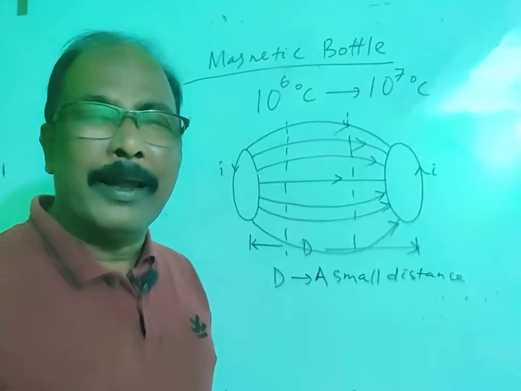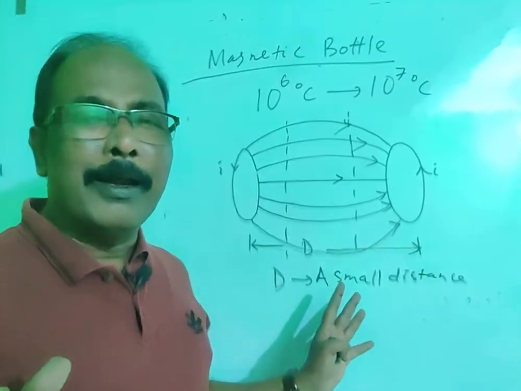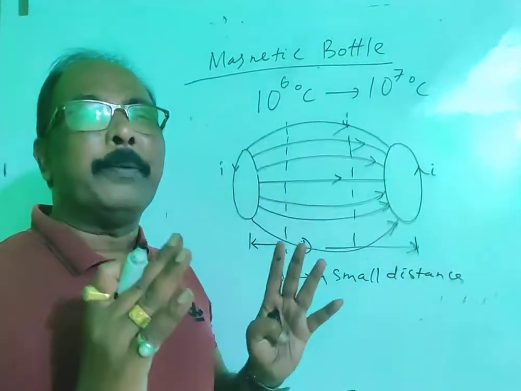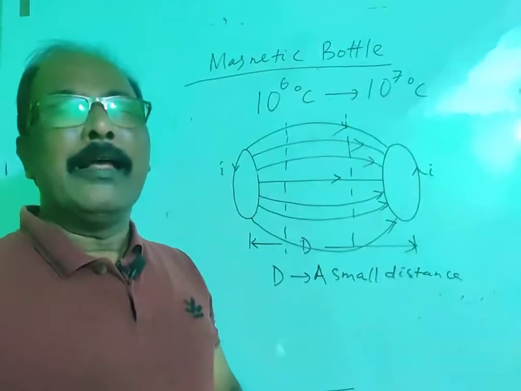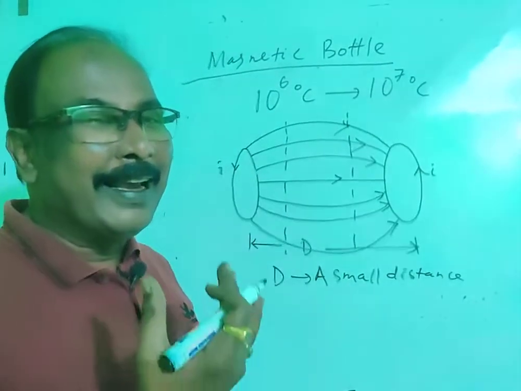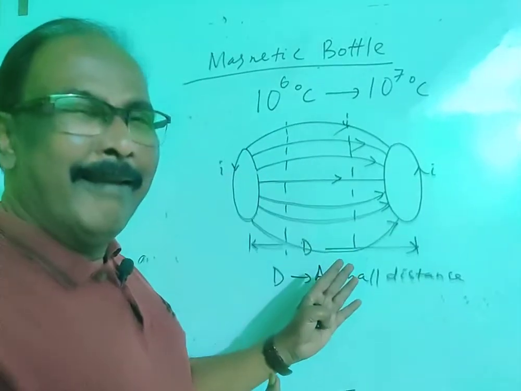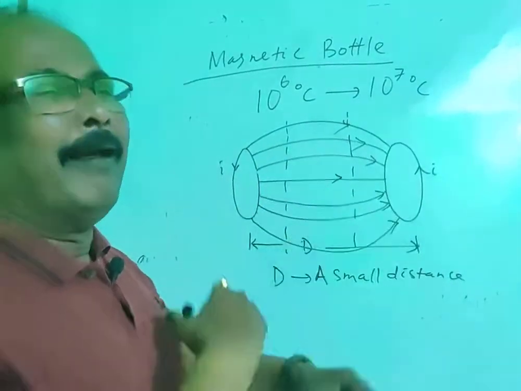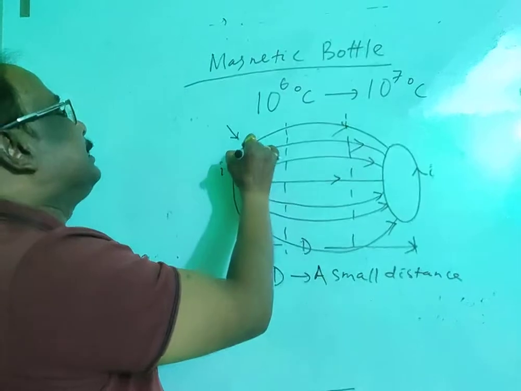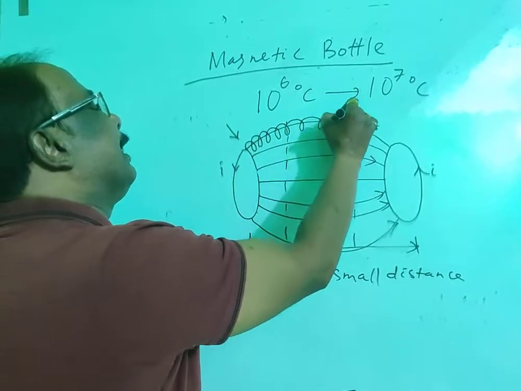Some of charged particles may enter like that, but many charged particles enter at any angle, not 0, not 180, not 90. So if charged particle enters at any angle, means velocity of charged particle makes any angle with magnetic field other than 0, 90 and 180 degree, then the charged particle executes helical motion. Thus the ions enter at any angle and are trapped in the magnetic field and execute helical motion. Suppose charged particle enters here and executes helical motion like this.